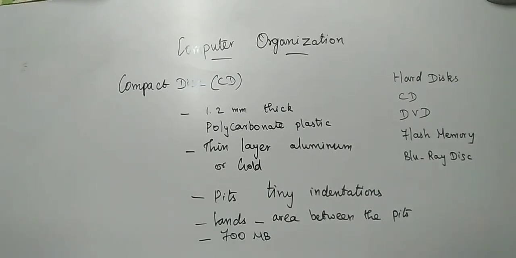So a compact disc is made up of 1.2 millimeter thick polycarbonate plastic material. It has a thin layer of aluminum or gold applied to the surface of the CD. The information or data is stored as tiny indentations called pits. The area between each pair of pits is called a land. The capacity of an ordinary CD-ROM is 700 MB.